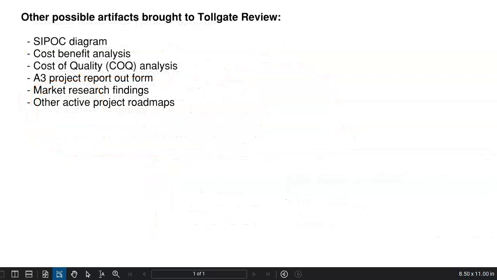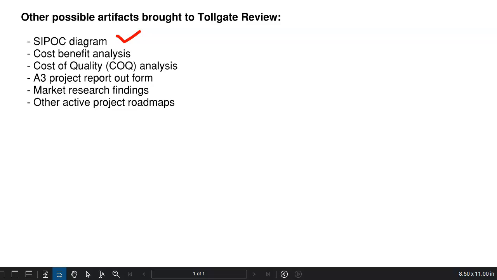Other artifacts that you may want to consider bringing to a Tollgate review include a SIPOC diagram. A SIPOC diagram is a summary document that shows all of the suppliers and inputs that affect the process upstream, all of the outputs and customers that are affected downstream from the process. A good summarization document.